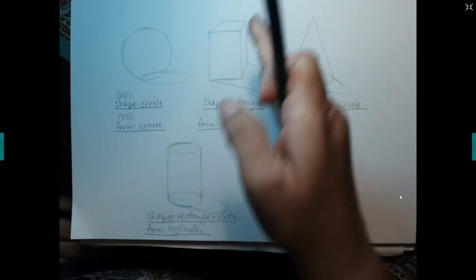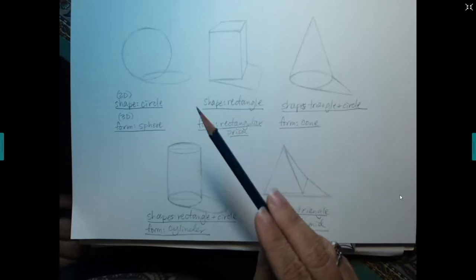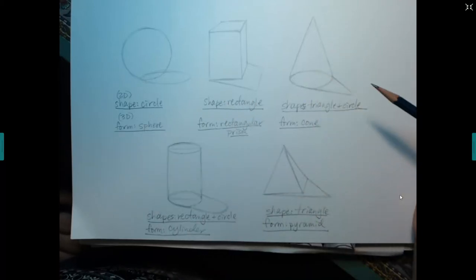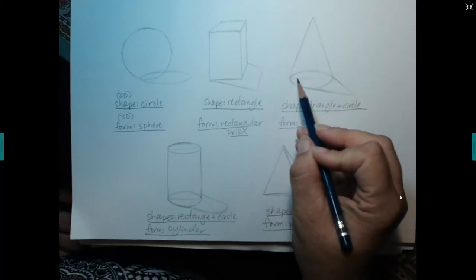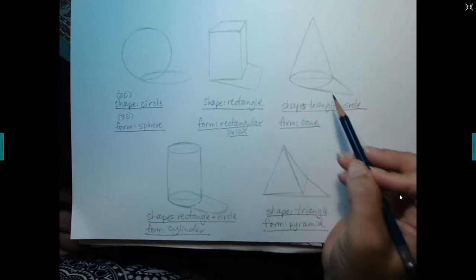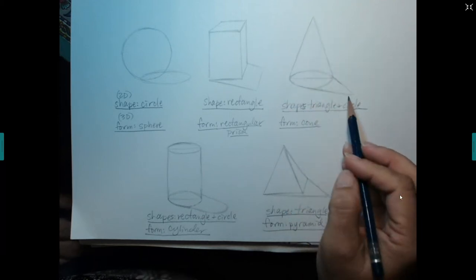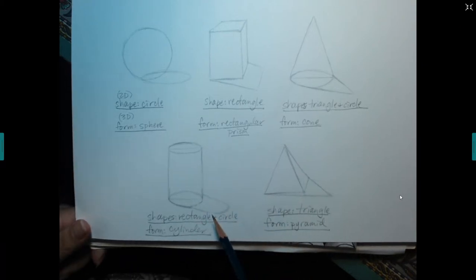If I take a rectangle and I extrude it into 3-dimensional space and I shade it, you're going to see a rectangular prism, or the illusion of a rectangular prism, on a 2-dimensional surface, which is my flat paper. We're going to take what started out as a triangle, and we add a circle to the base. So a triangle and a circle together are going to give us the form of a cone, and again, I've outlined the cast shadow as well.